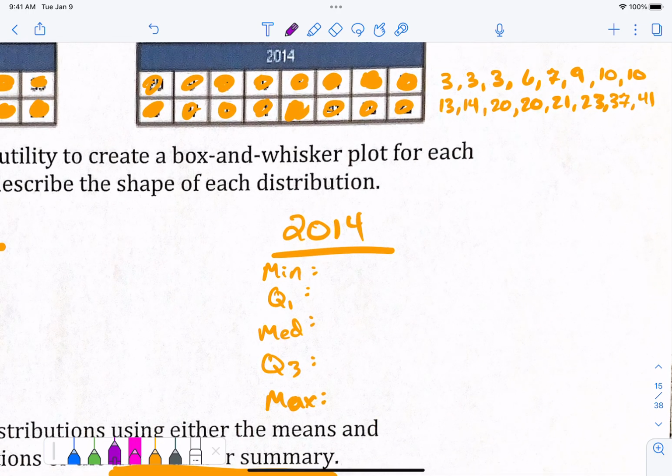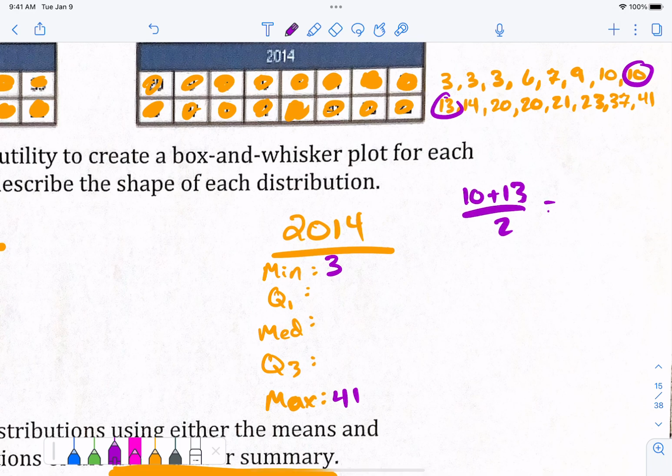Okay, now again, I did it 8 and 8, so I can see where my middle is, right? 3 is my min, 41 is my max. My 2 middle numbers are 10 and 13. What's in between 10 and 13? 11.5. So you would do 10 plus 13 divided by 2. That's 23 divided by 2, which is going to be a decimal. 11.5, right? So the median is 11.5.